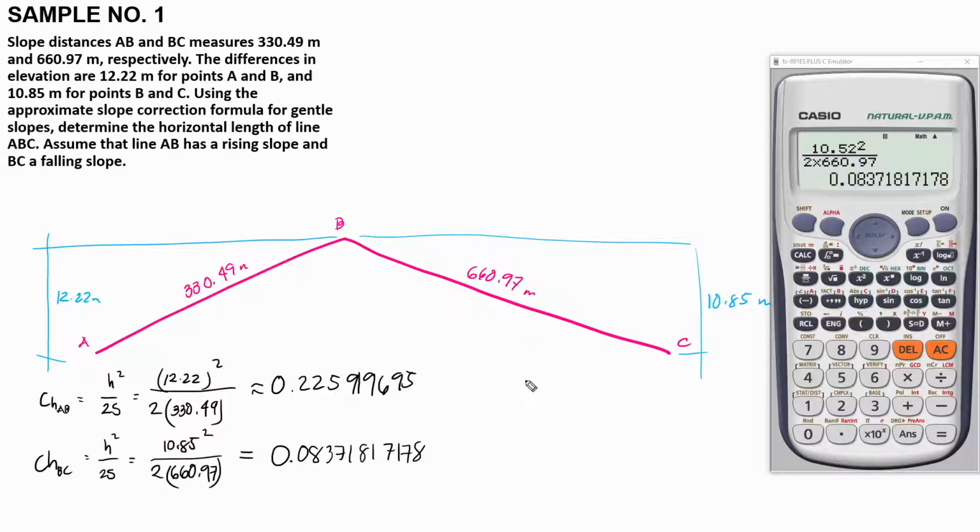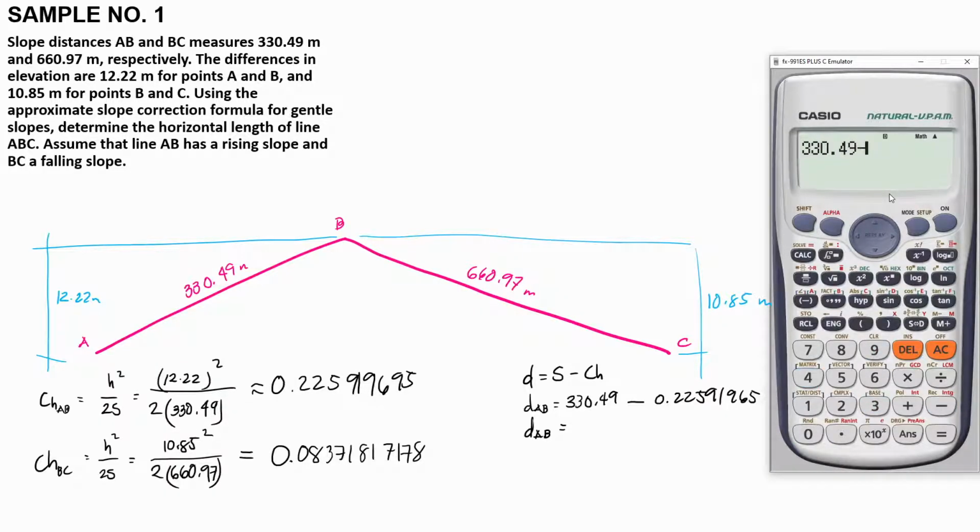Therefore, to get the true horizontal distance, we take the slope distance minus the correction CH. For AB, the slope distance is 330.49. Subtract 0.22591965. So we get 330.49 minus that, which is 330.2641 meters. That's what I will put as the final answer.